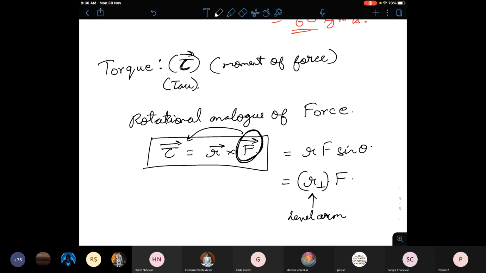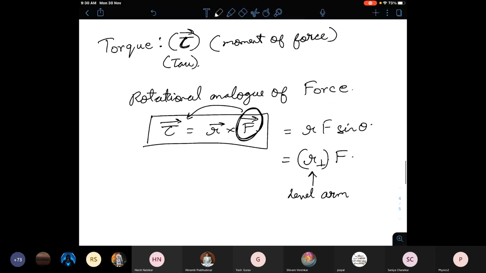It is just a term, lever arm. If somewhere in questions they say that the lever arm of the force is 3 meters, you should know the meaning. It is just representing r perpendicular. That's it. It has no other meaning, no other hidden quality. Lever arm just means r perpendicular. Now see, this is one definition.